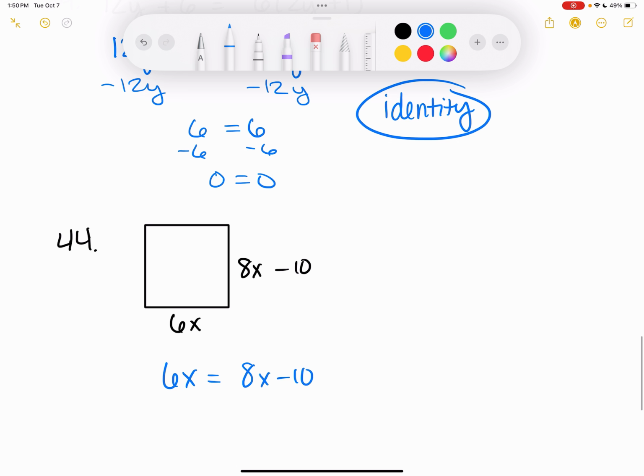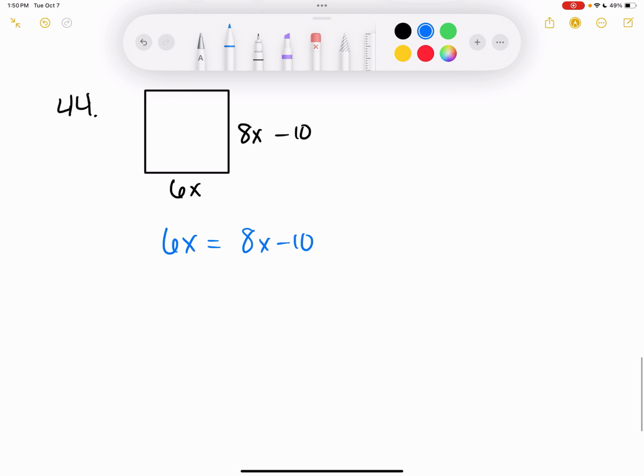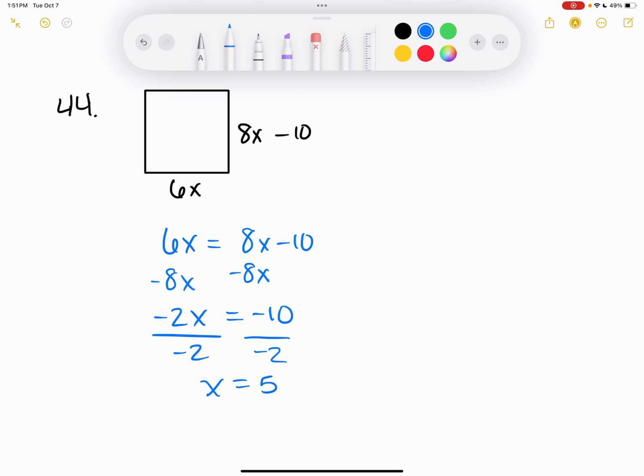So, minus 8x. I have negative 2x is equal to negative 10. Divide by negative 2. X is equal to 5. I am not done. I have to find the perimeter of the square. I now have to take this and plug it in for x up here to solve for the side.